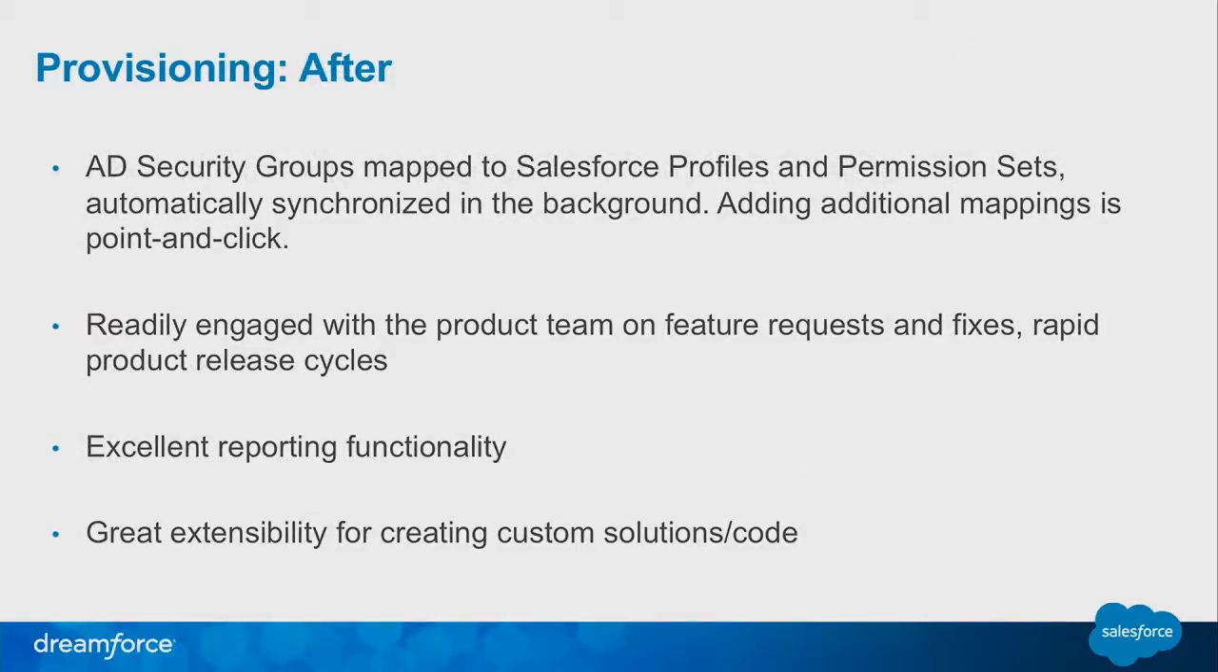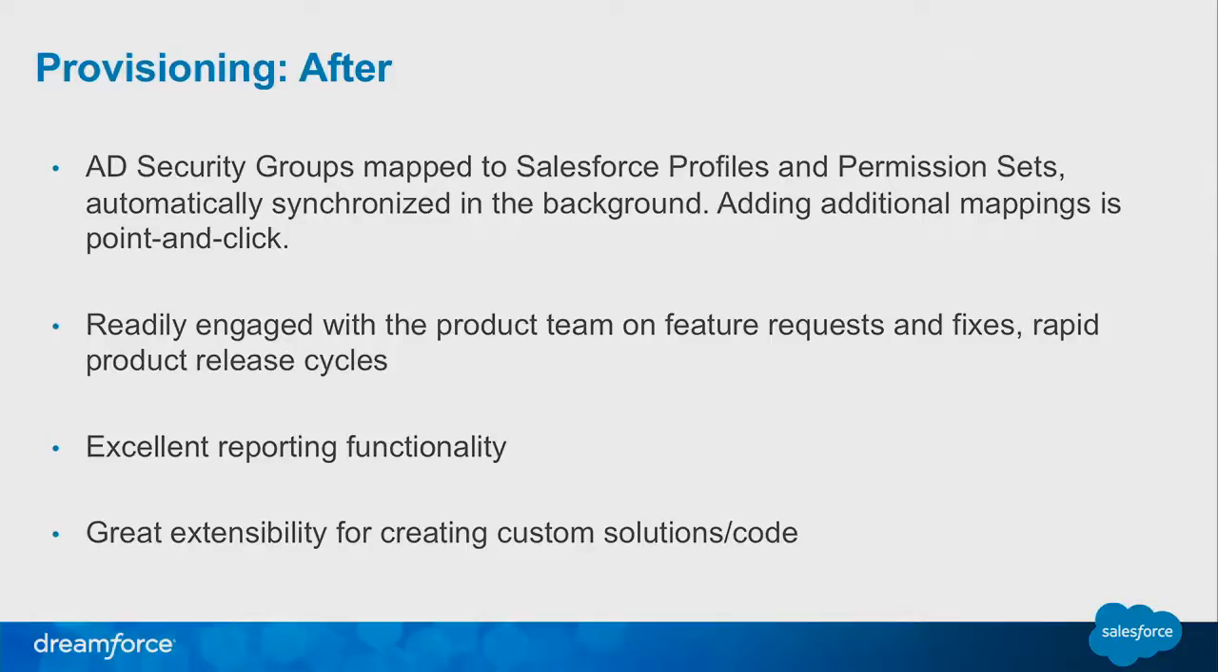Afterwards, we have absolutely no problem, as you just saw Vikas's demo, with mapping both permission sets and profiles to Active Directory groups, automatically synchronized in the background. If we want to add a new one, we just create the AD group, create the permission set or the profile in the org, and go into Identity Connect, and I hook them up, and it's done.